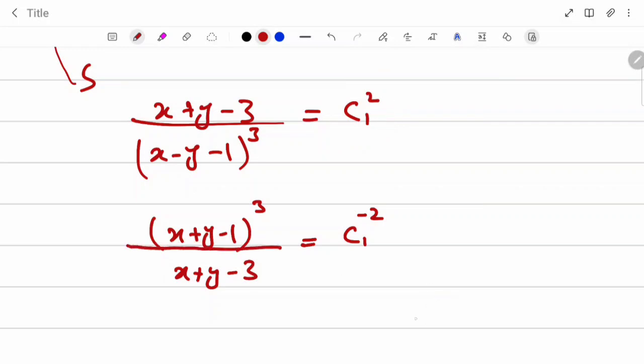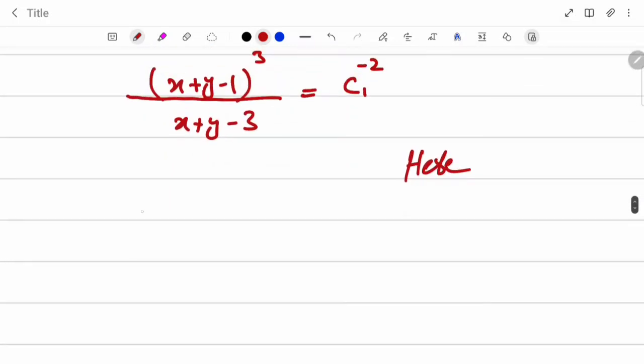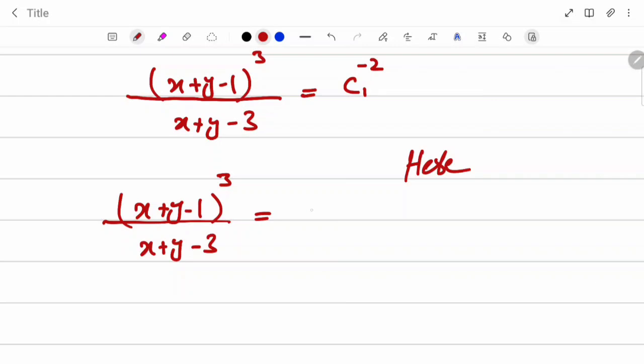So again, here I just need to write the answer as x minus y minus 1, whole cube, over x plus y minus 3, equals c, where c is equal to c1 to the negative 2. This is also a correct answer. Remember, whatever answer you write, it will be considered a correct answer.